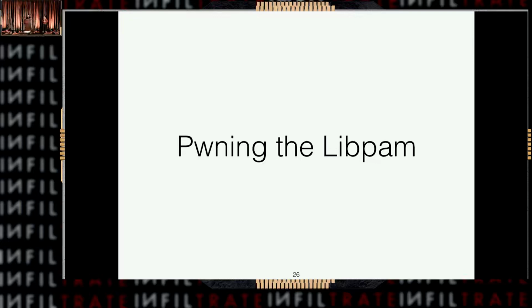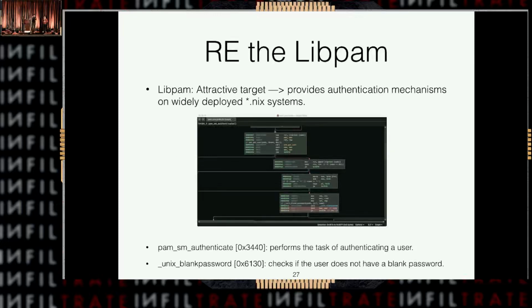So in our exploit, we targeted libpam because it provides the authentication mechanism on widely deployed Unix systems. And we have identified two interesting functions. The first one is pam_sm_authenticate, which performs the main task of authenticating a user. And the second function is unix_blank_password, which checks if the user does not have a blank password.